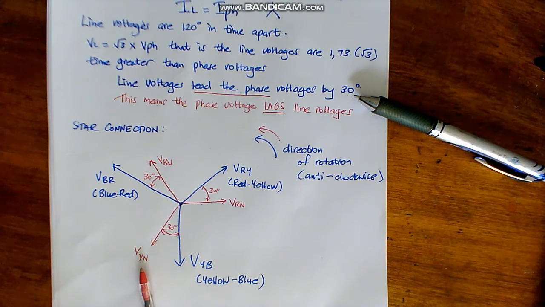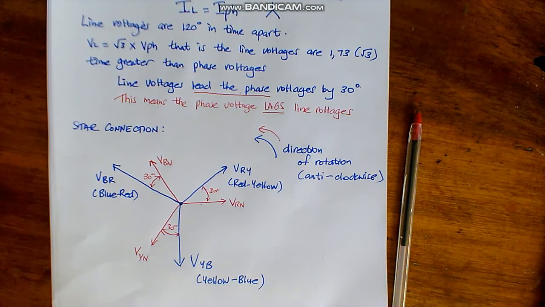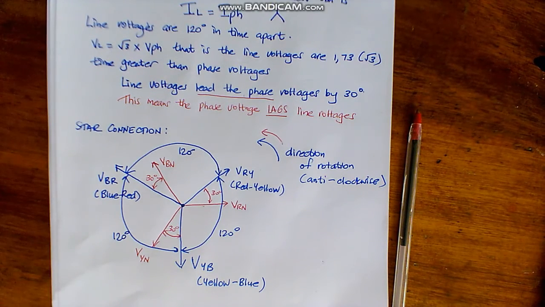Between VBR and VRY, as the notes read above, there are 120 degrees apart. Between VBR and VYB, they are also 120 degrees apart. Between VRY and VYB, they are 120 degrees apart. So 360 divided by 3 will give us that 120. And each phase voltage will lag the line voltage by 30 degrees.